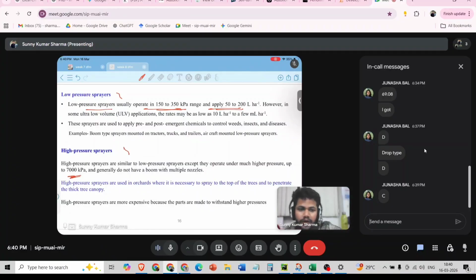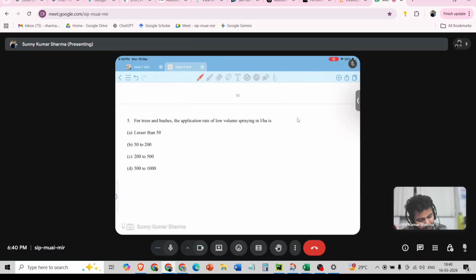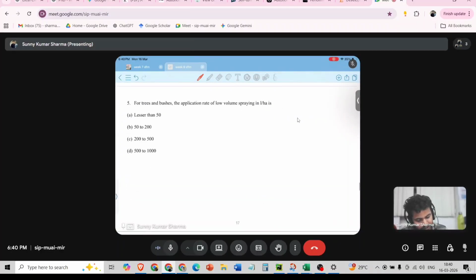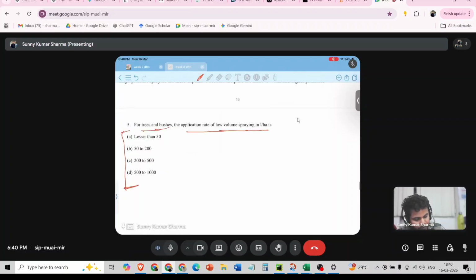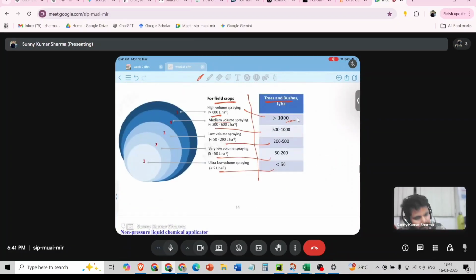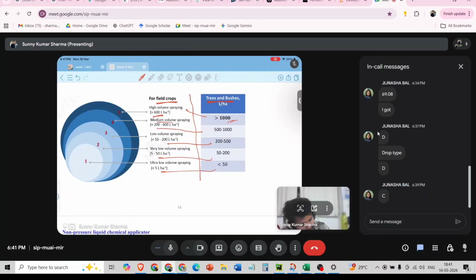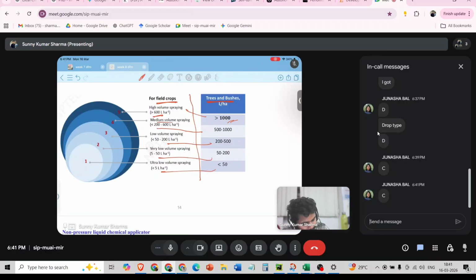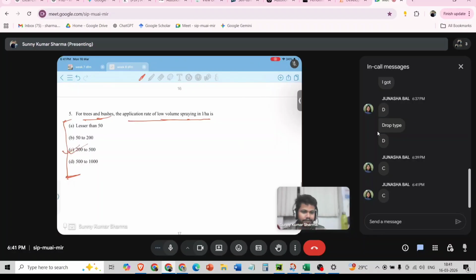So for now, this was just the opening section for a sprayer. In the next week we will discuss spraying in depth. This was just an introduction. So for trees and bushes, the application rate for low volume sprayer in liter per hectare will be what? What will be the value for low volume sprayer in trees and bushes? Trees and bushes, low volume spraying. It will be 200 to 500 liter per hectare. So correct option is C.